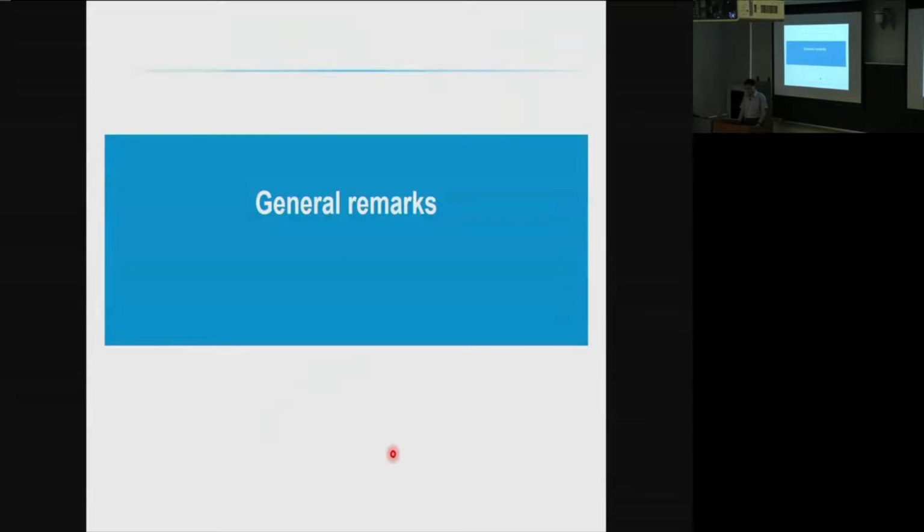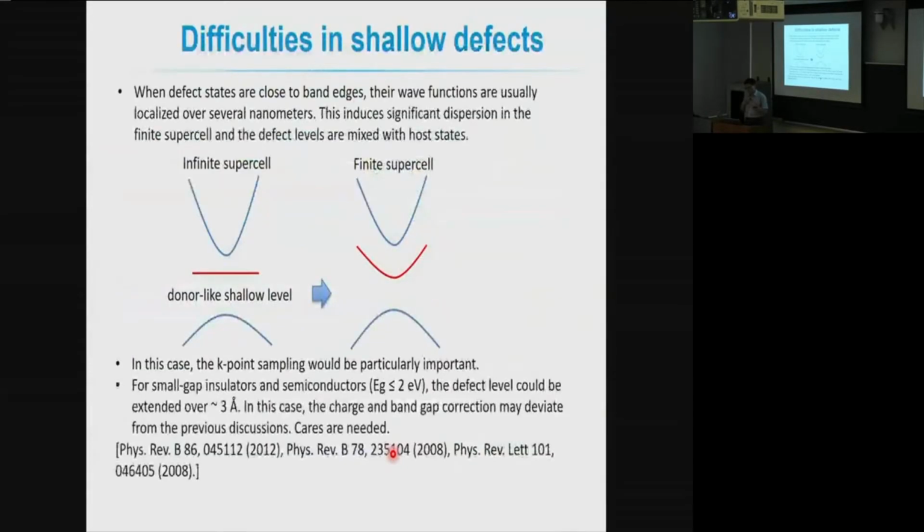Okay, so here are some general remarks on defect calculations, especially on shallow defects. As I mentioned before, when the defect level is localized, the computation is much more straightforward and easier, and the correction scheme also works quite well. But when the defect states are close to the band edge, like shallow levels, their wave functions are usually spread over several nanometers. For instance, in the case of phosphorus in silicon, if you look at the literature, its wave function size is about 2 or 3 nanometers, or maybe 5 nanometers, which is really, really large.